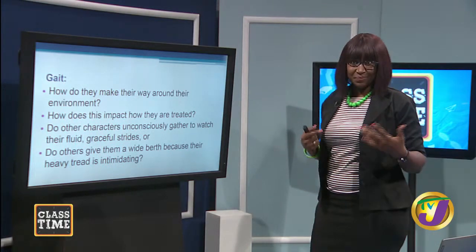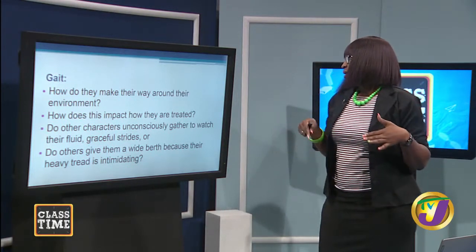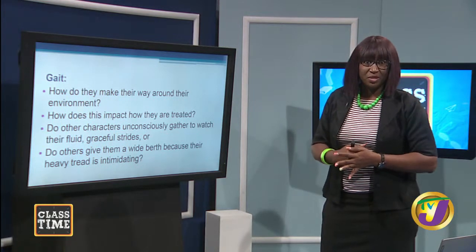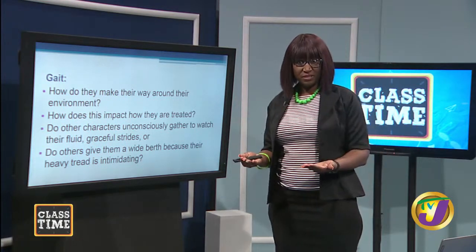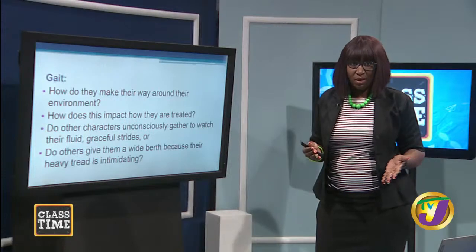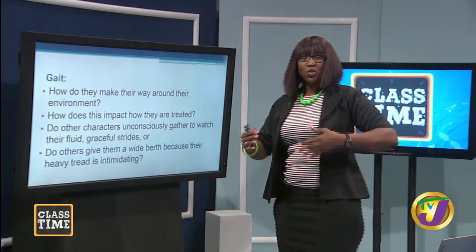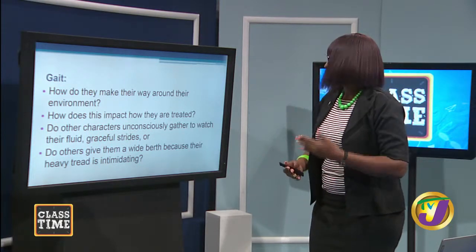Think about gait. Now, gait means the way a person walks, their movement. Now, think about this. How do they make their way around their environment? Is this person going to walk confidently? Is this person going to walk with a slouch? Is this person going to walk and look down at the ground all the time? Those things tell us about the character. Because if you have a character who is like the top shotta in the school, then of course he can't be walking timidly, he has to walk like a big bad man. So he must exude that in his gait.